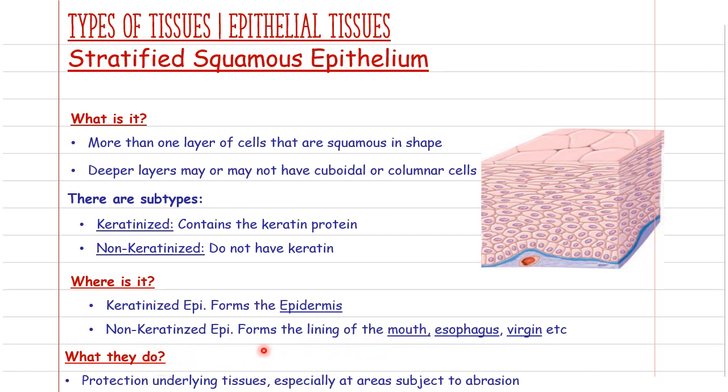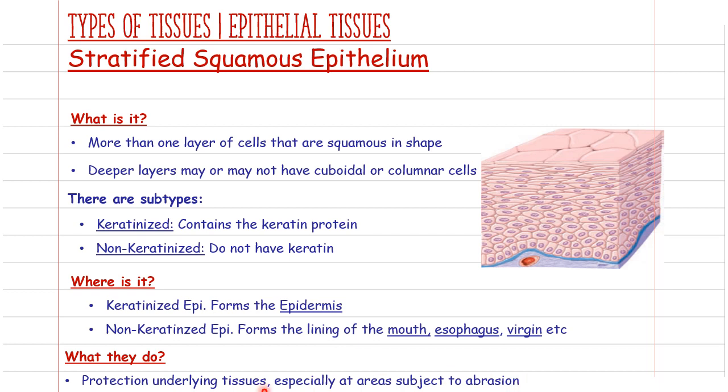Lastly, like I said, what do they do? These cells, from their position, provide protective covering for the underlying tissue. So when you look at your body or your hand, you notice that your skin is providing a level of protection for the tissues that are underneath. That's the stratified squamous tissue. The keratin helps in providing that particular function.